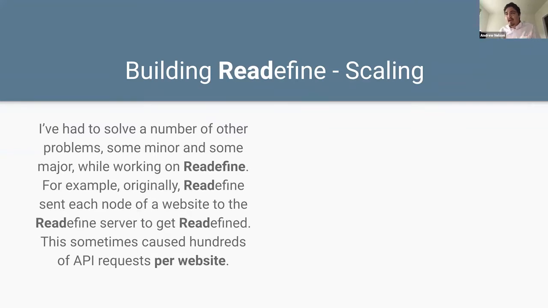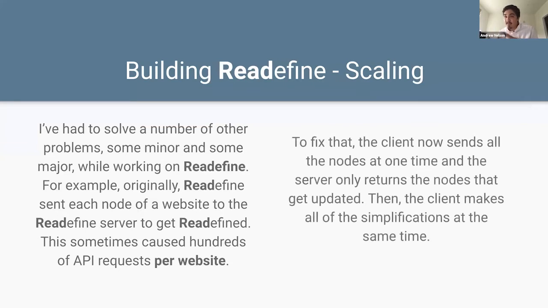Basically what happens with an API request is the client throws a football to the server, the server edits the football and sends it back. In this circumstance, the client was sending hundreds of footballs. It was throwing hundreds of footballs. So I had to figure out how to fix that, and I did that by only sending one bigger football. Now the client makes all of the simplifications at the same time.